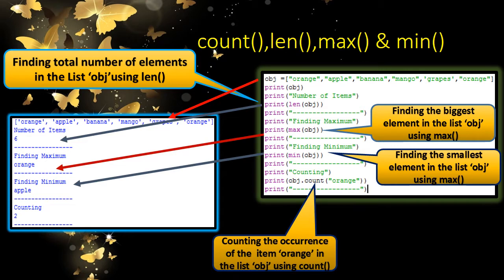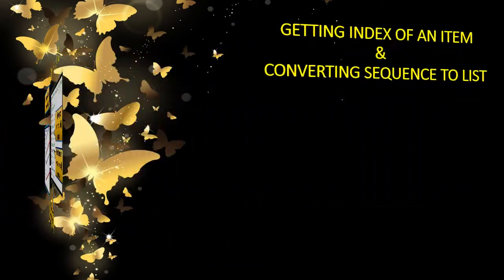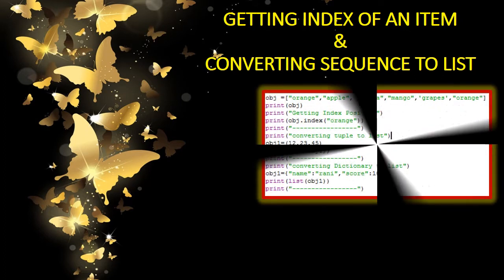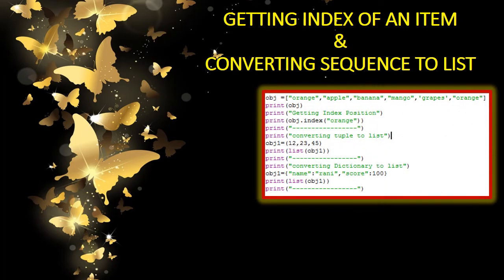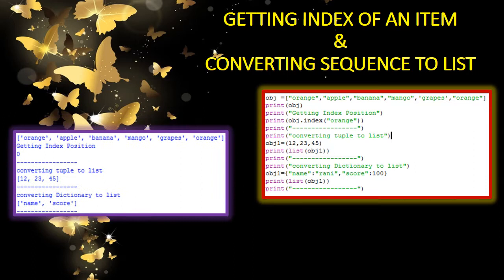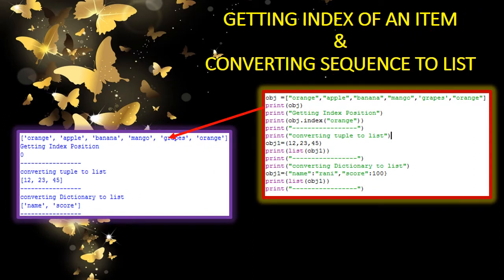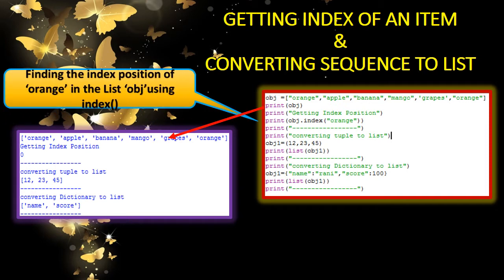The count function counts how many times orange is present in the list and displays it. In the list obj there are two oranges given, so the count is 2. Using the index function we can find the first occurrence of an item in the list. The list contains orange, apple, banana, mango, grapes, and again orange. So index of orange returns only the first occurrence in the list, even though two oranges are available.